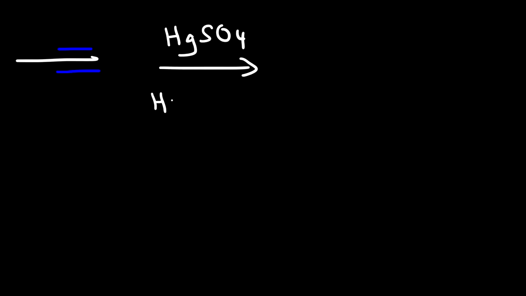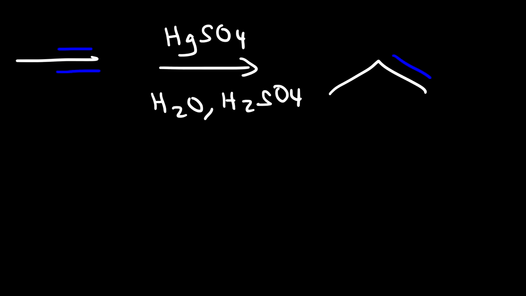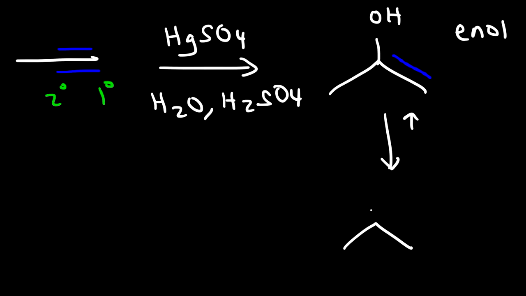Now let's start with the same reactant, propyne. But this time, let's react it with mercury sulfate in water and sulfuric acid. So this reaction will proceed with Markovnikov regiochemistry, and so the OH group of the enol will be on the secondary carbon as opposed to the primary carbon. And then this is going to tautomerize into a ketone. And so this is going to be the major product for this reaction.